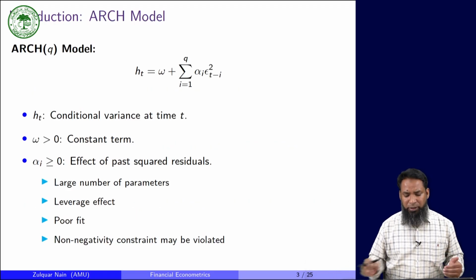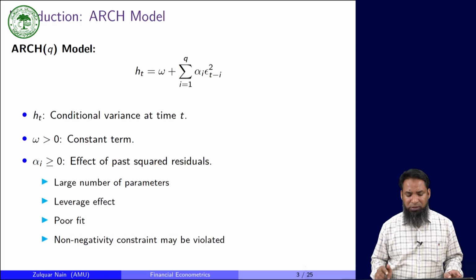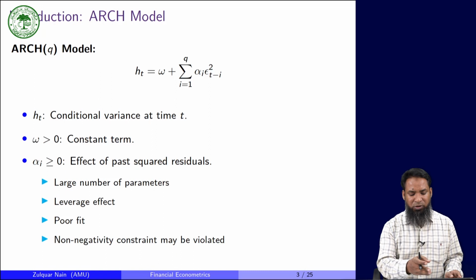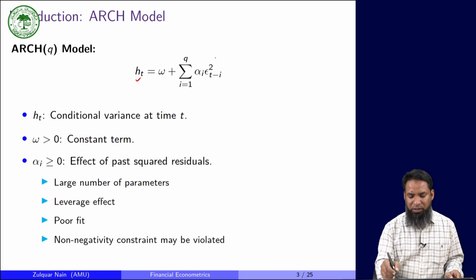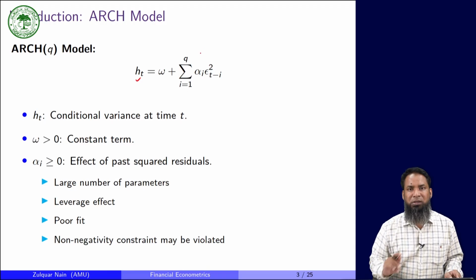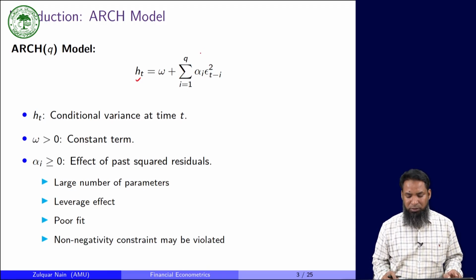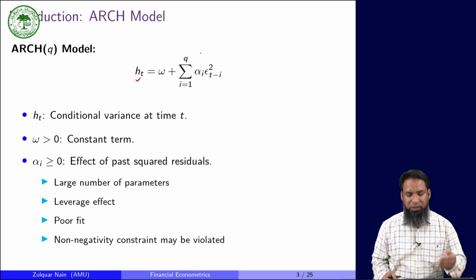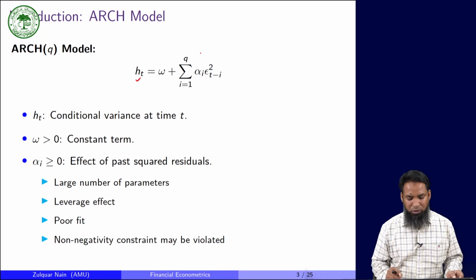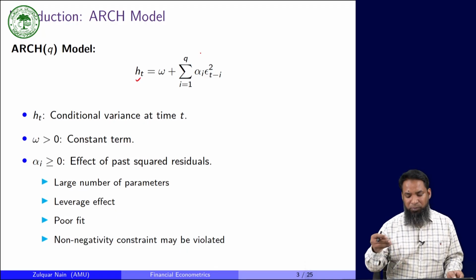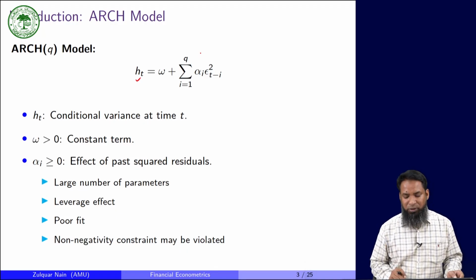You can recall that in the last class we discussed the ARCH model of order q, which is concisely represented as h_t, that is the variance, equals omega plus the squared past error terms. Here h_t is the conditional variance at time t. It depends on omega, a constant term greater than 0, and the past terms of the squared errors up to lag q.